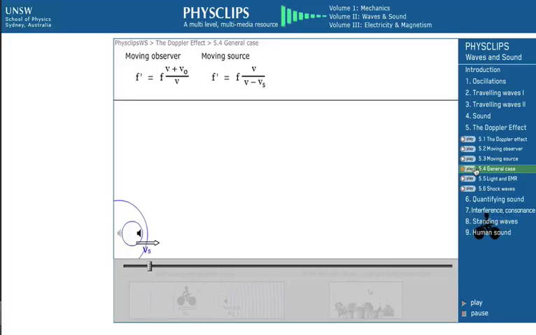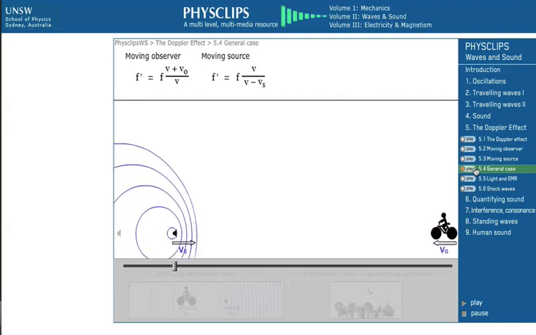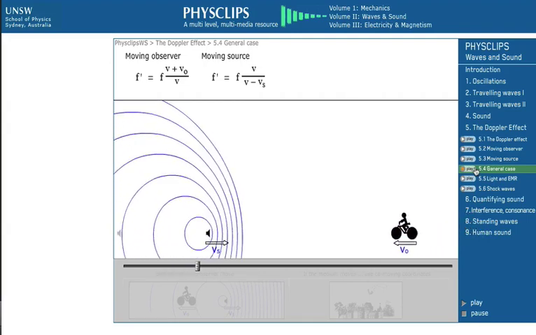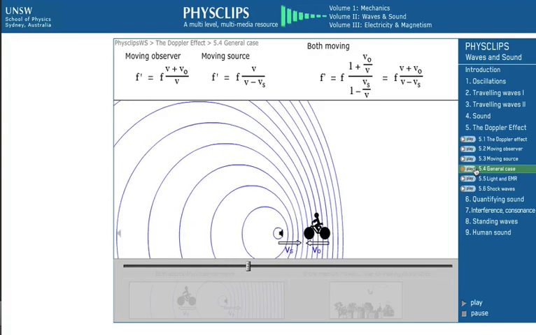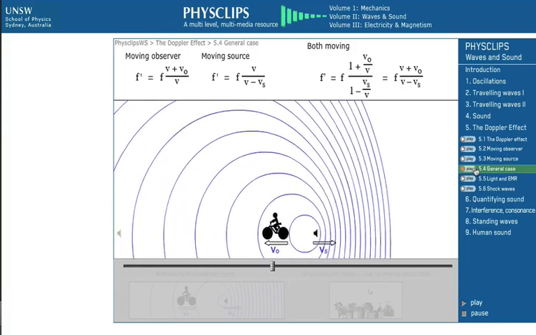Finally, if both observer and source are moving, the two factors both apply, and so the expression is this one. Remember the sign convention, positive if approaching, negative if going away.